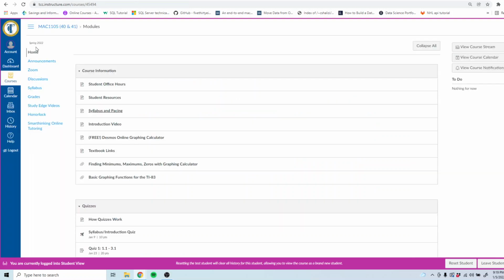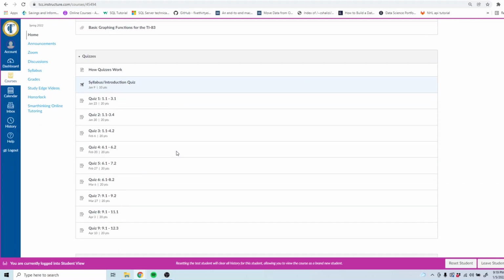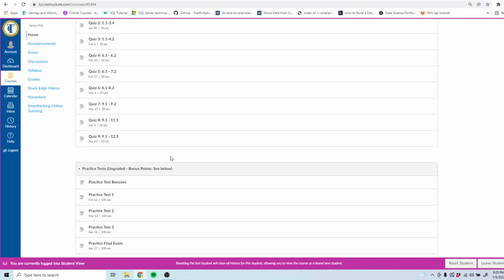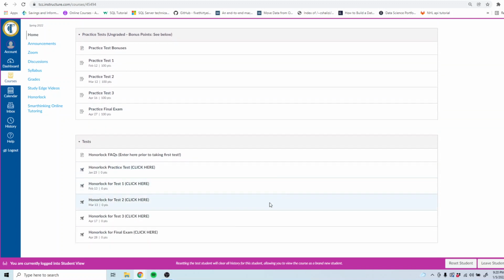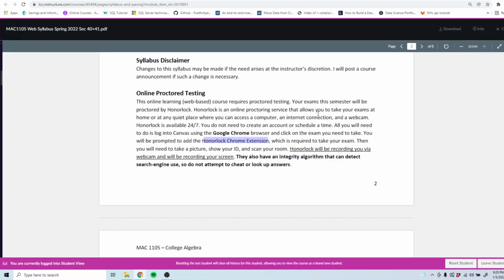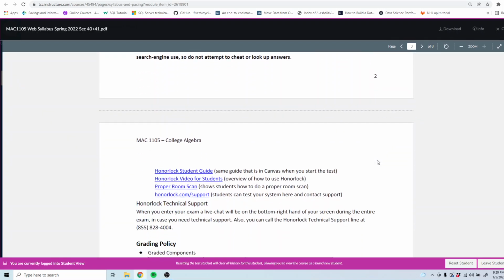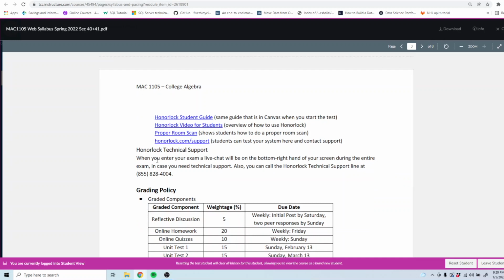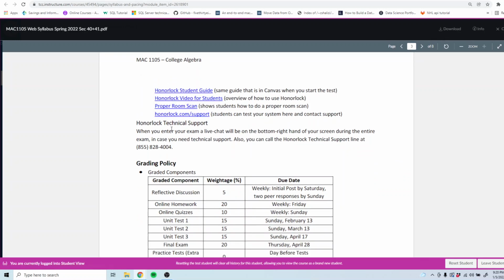I will also share a link. Pretty much everything's on this homepage, which is why I always refer to it, but there's an HonorLock FAQs here. So if you do have a question about how to get onto HonorLock, pretty much everything is in here. You can look at that. And here's some HonorLock links that are helpful, like the support, how to properly room scan, and just a guide.